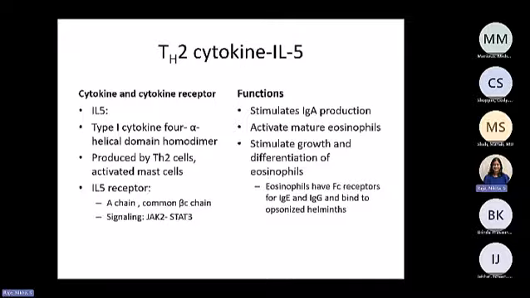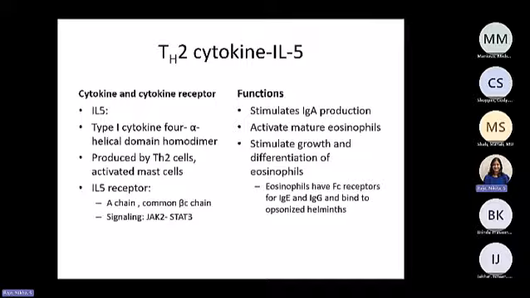IL-5, again, another cytokine produced by various sources, and then interacts with the IL-5 receptor. This has an alpha chain and a common beta chain. And then signaling goes through JAK2 and STAT3. And then function, we know it actually helps in class switching to IgA. That's important for mucosal immunity. Also helps in activating eosinophils, and is an important one for growth and differentiation of eosinophils.